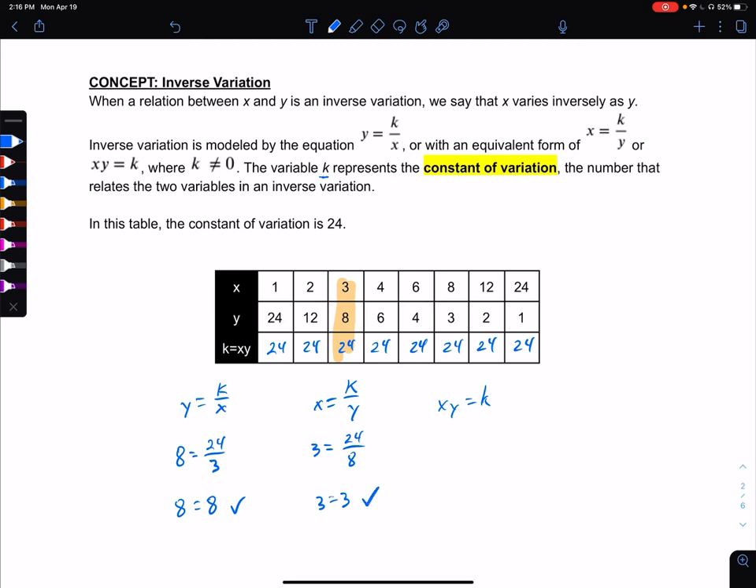And then finally, x times y equals k. Here, we already did this one, but 3 times 8 equals 24. Well, yes, 24 equals 24. So all I wanted to point out in this video is that it's important you recognize that you can take this formula and there are equivalent forms of it. Depending on how we manipulate and move things around, we can do so. But for the most part, this is going to be the one you see most frequently, y equals k over x.